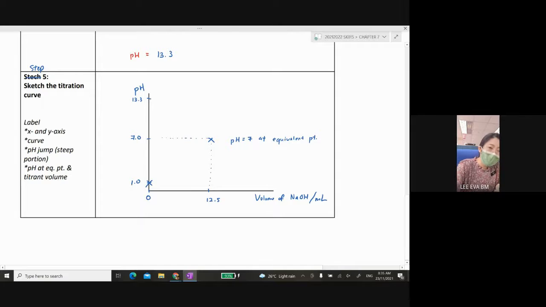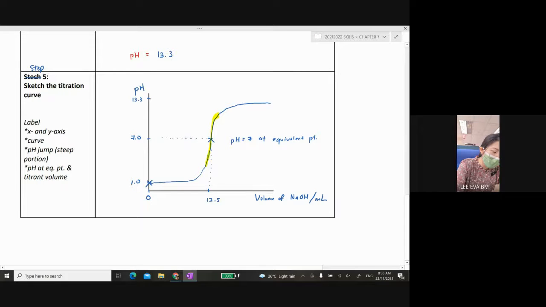Okay, so we need to sketch a curve, then you link up the points. We will see a steep portion over here, and then finally it reaches the final pH. So this is the titration curve. If you have the analyte strong acid, you have the titrant strong base. So this is what we call the steep portion.